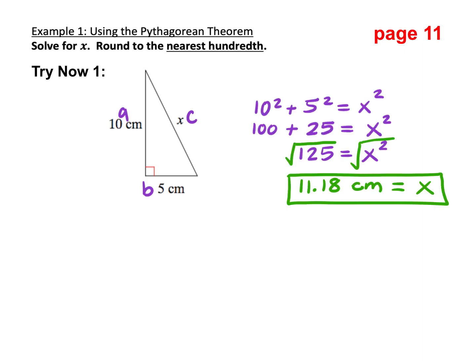Okay, here is your solution. The missing side there is the hypotenuse, the C, and when you do the calculations, you'll end up with 11.18 centimeters.